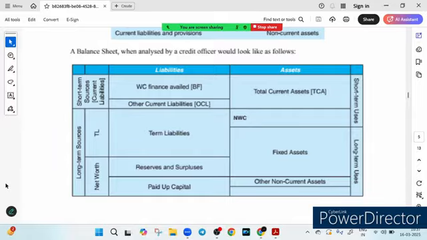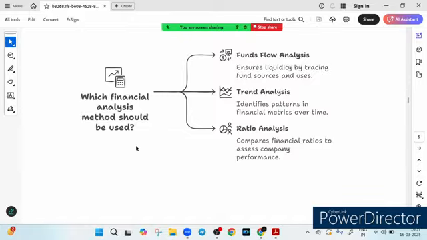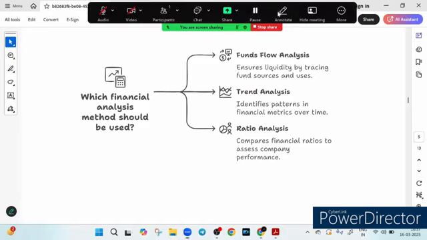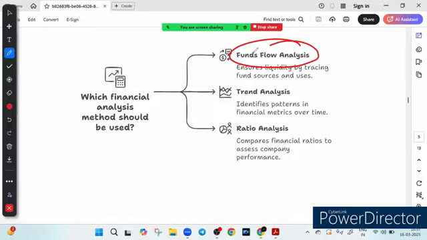Now, let's look at this slide. Ever wondered how businesses evaluate their financial health? The right financial analysis method can uncover insights that can drive smart decision making. Let's explore the top 3 methods used by financial experts. The first method they use is called fund flow analysis, tracking where the money comes from and where it goes. This method helps in assessing liquidity, and ensures a business has enough funds to operate smoothly.